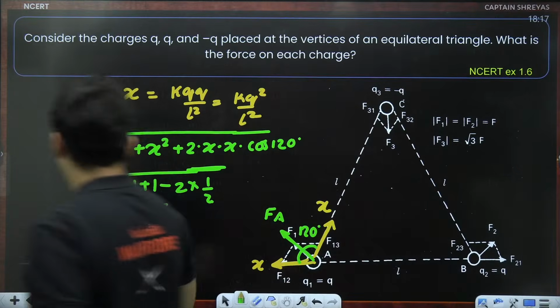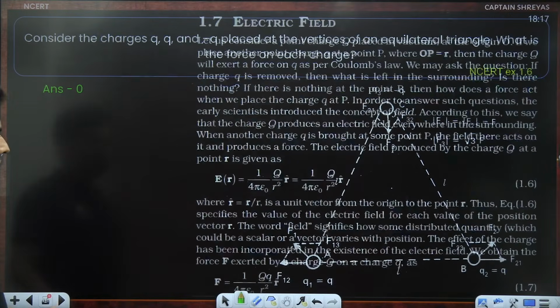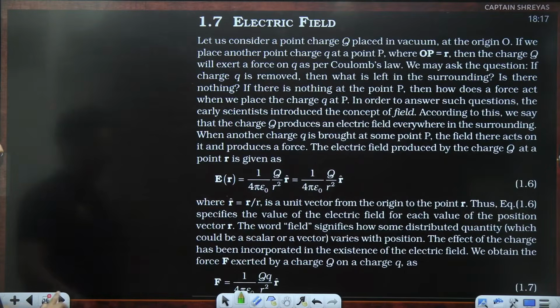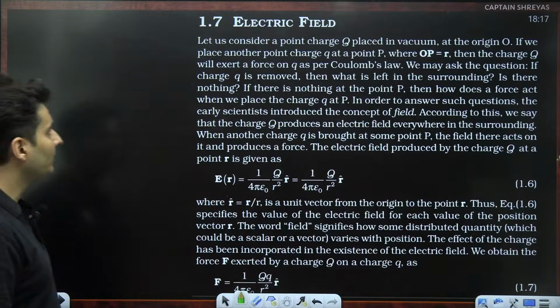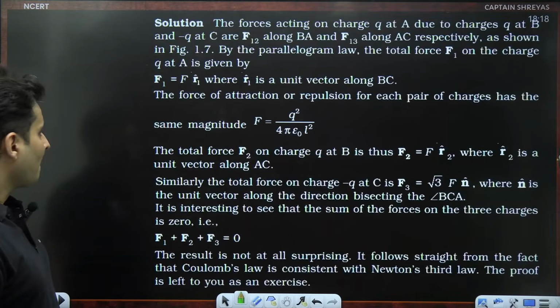If you notice what they have done over here, you will break your head again. They have tried to find the answers using vector addition and all of that. That is not needed at all. Is that okay, everyone? That is not needed.